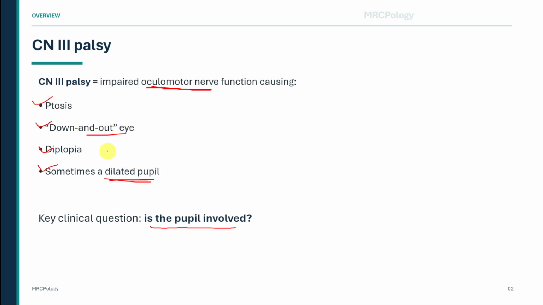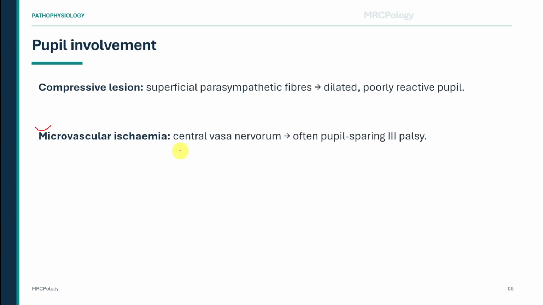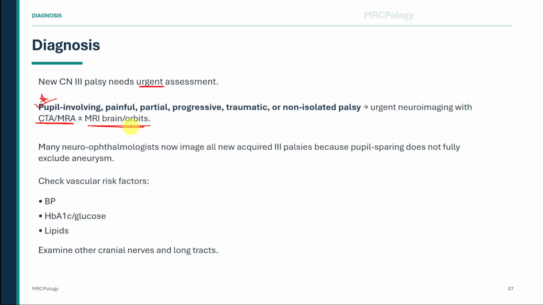Quick recall. A 62-year-old man with diabetes develops acute ptosis and a down-and-out eye, but the pupil is normal. He has no other neurological signs. What is the likely mechanism, and what is the trap? The answer is microvascular ischemia of the central vasa nervorum, causing a pupil-sparing third nerve palsy. The trap is assuming pupil sparing always excludes aneurysm. Atypical, partial, progressive, or uncertain cases still need urgent imaging.